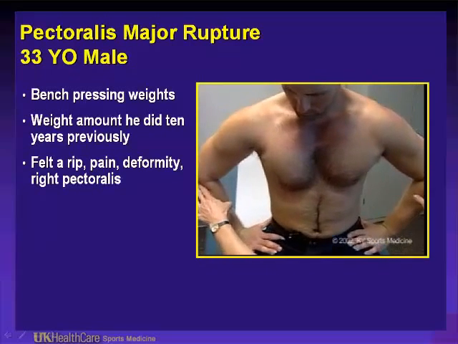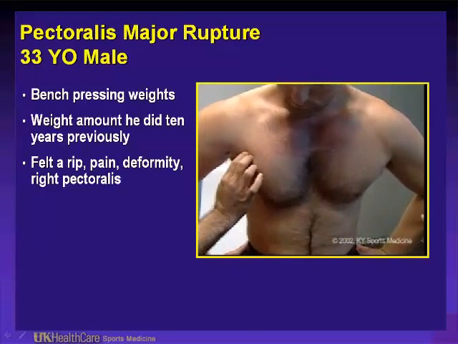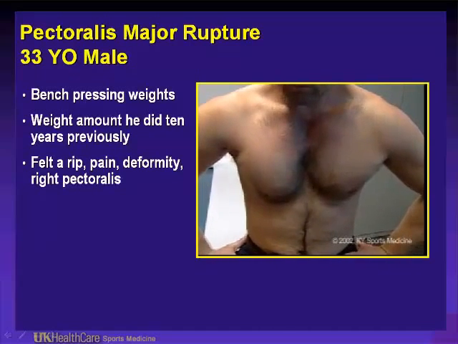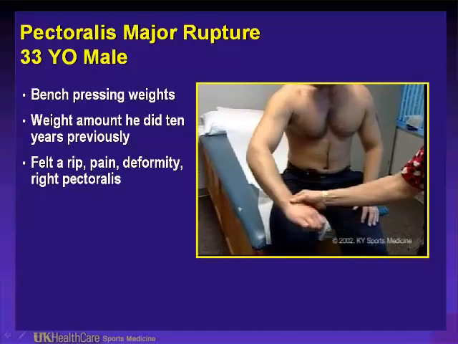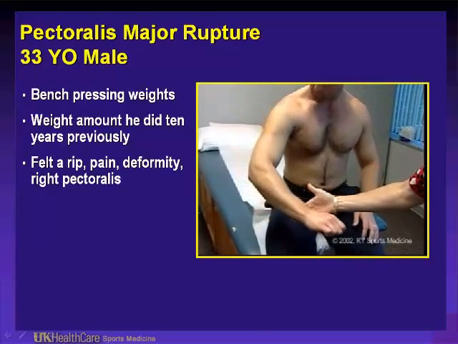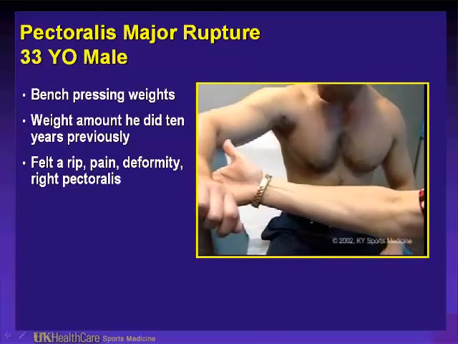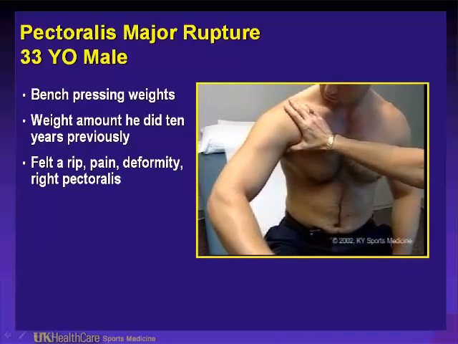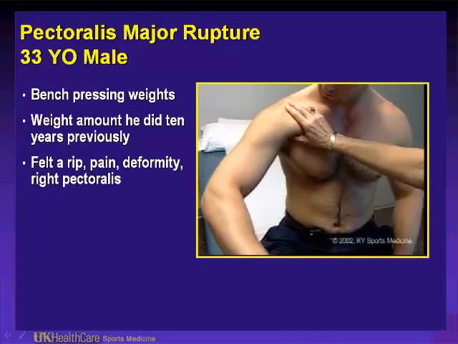He did heavy labor, orthopedic surgery, and wanted to return to lifting. So you can see here we've got his hands on his waist and we're having him come forward, but more of the position with his arm up and resisting like that is a more effective way to acutely diagnose a pectoralis major rupture. They're easier to repair earlier than later.